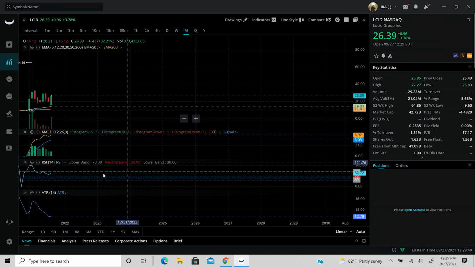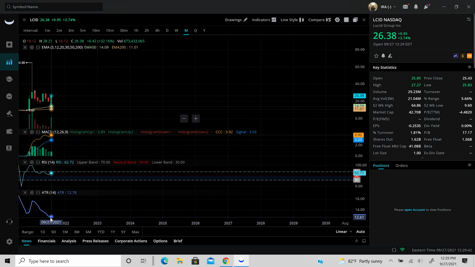Now, if you were going to play options on a monthly, you would be able to see that the average range is 12.61. Keep in mind, guys, this is not telling you the direction. It is telling you the range. However, if you were thinking about entering a call or a put, you would go ahead and place your strike a third of what the ATR is. So $3. So your strike is $29 a month from now.